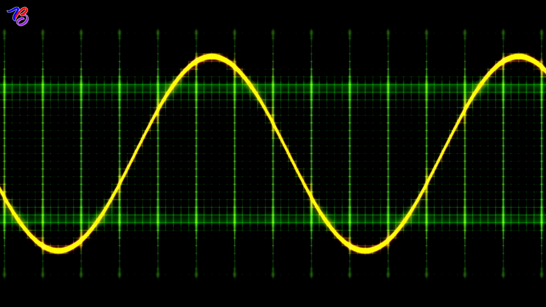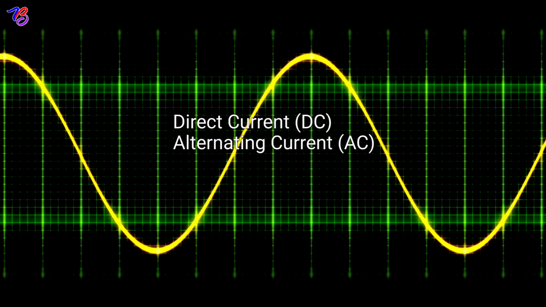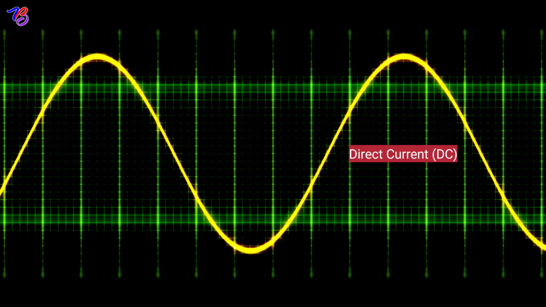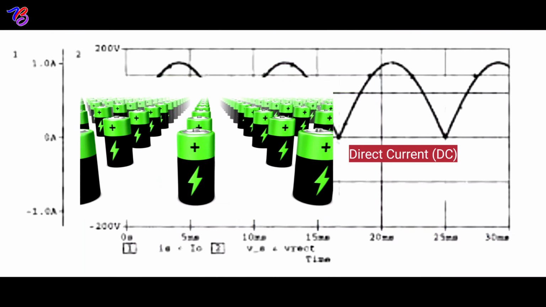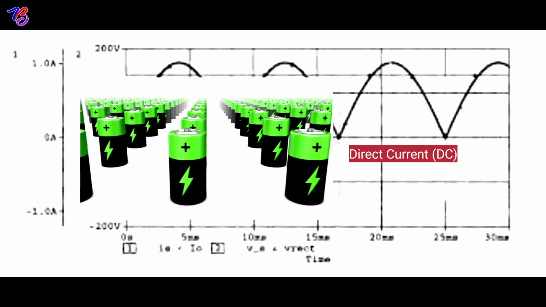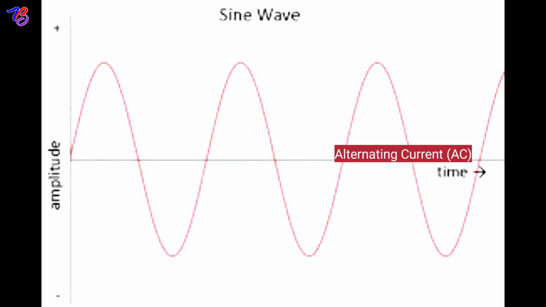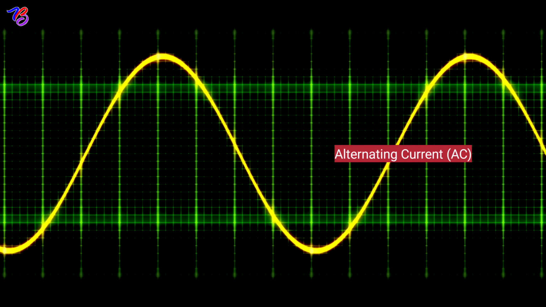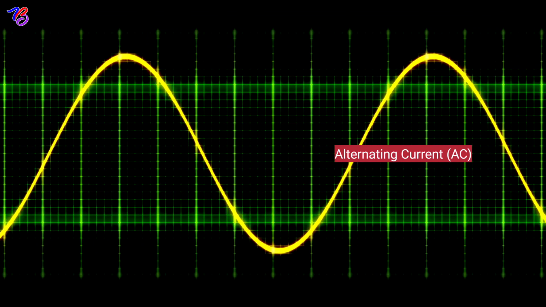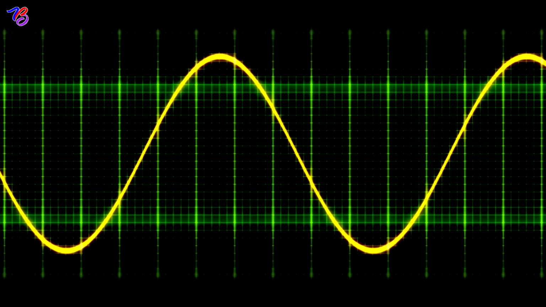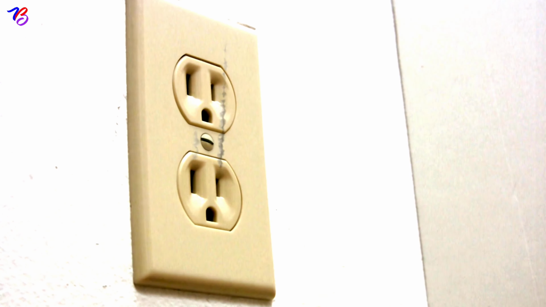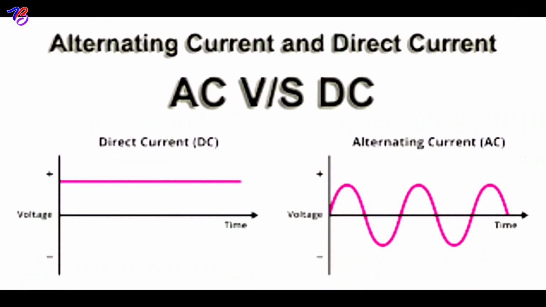What are the types of current? Number one, direct current, DC. It flows in one direction only. For example, we have batteries. Look at the sine wave at your left-hand side. And then number two, we have alternating current. AC keeps reversing direction at equal time intervals. For example, you can get that from your wall socket. Look at the sine wave at your right-hand side.